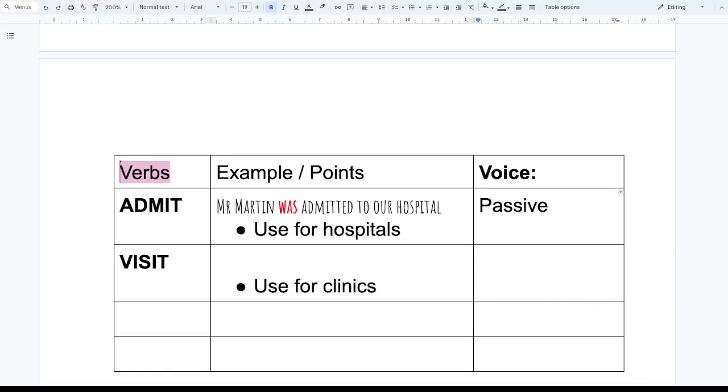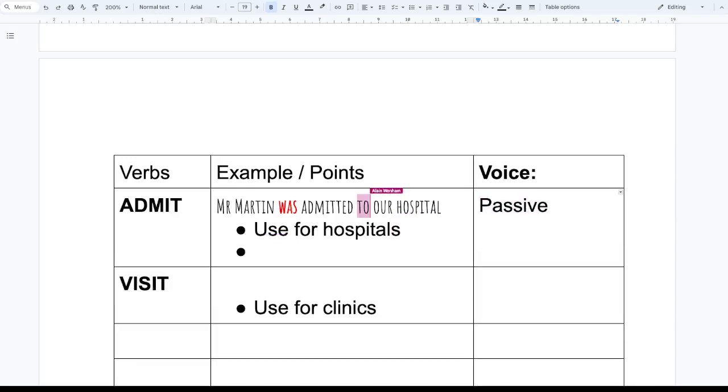Okay, so admit is passive. We use it for hospitals. Now here's the big question. Is that correct? To or not? What do you guys think? Shani, Rika, to or not to? Do I say admit to? Is this good or is this bad?